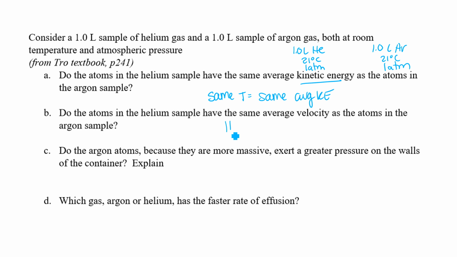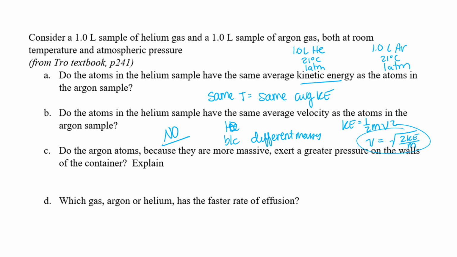So do the helium and argon have the same average velocity? No, because they have different masses. And we know that kinetic energy is 1/2 mv squared. And we could think of it this way. If we want to do the math here, we could rearrange this and say velocity is going to be the square root of 2 times kinetic energy divided by the mass. And then you might say, oh, the ones with the smaller mass are going to give me a larger velocity, and the larger mass are going to give me a smaller velocity. So if this helps, you can rearrange it and think about it that way.